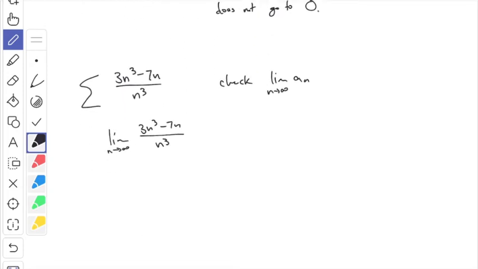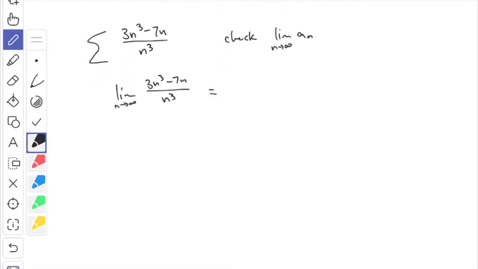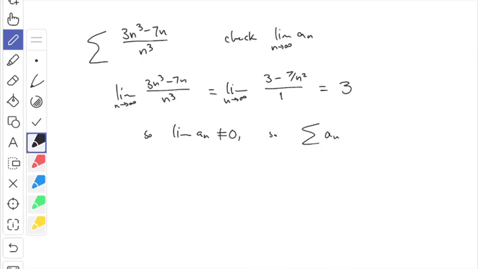Well, you could use L'Hopital's rule, or you could just divide everything through by n^3, which is similar to some stuff you did on the homework, I think. Dividing everything by n^3 gives me 3 minus 7 over n^2, divided by 1, right? And then I can take the limit. The 7 over n^2 part will go to 0, and what remains is just 3. Of course, 3 is not 0, and so this limit is not 0. So the lim of a_n is not 0, and that means the series of a_n diverges. So this is one way in which you can demonstrate that a series diverges.